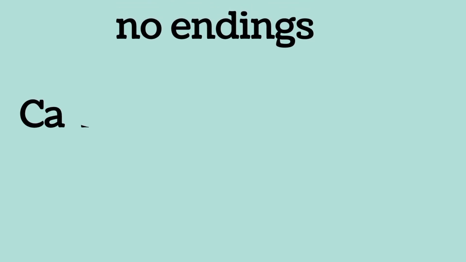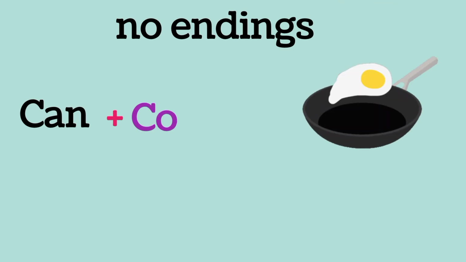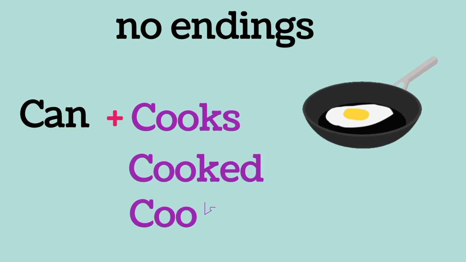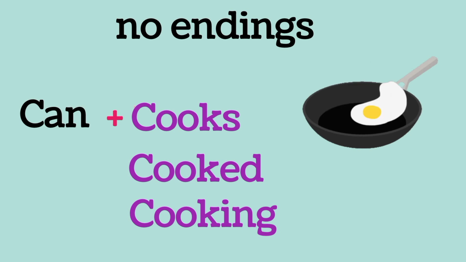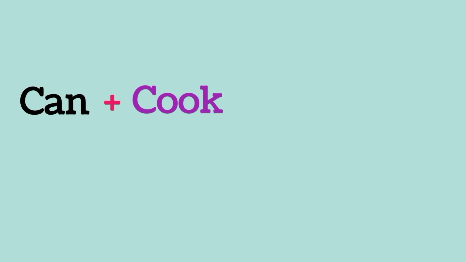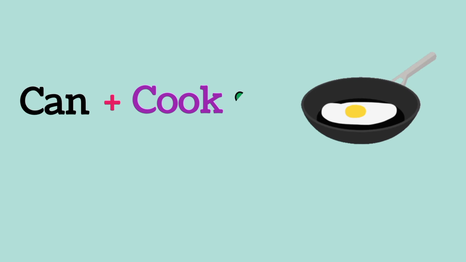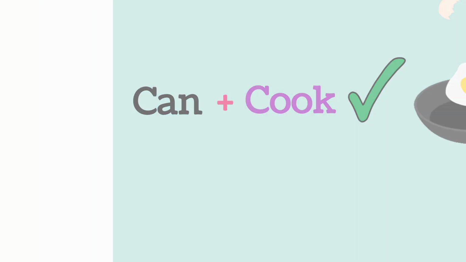No ending means, can plus cooks, cooked, cooking. Wrong. No ending means a word without s, ed, or ing, like cook. Can plus cook. Correct.